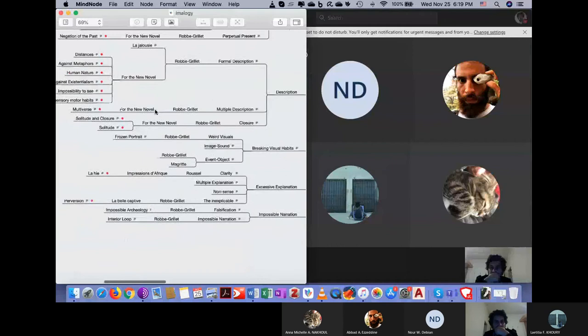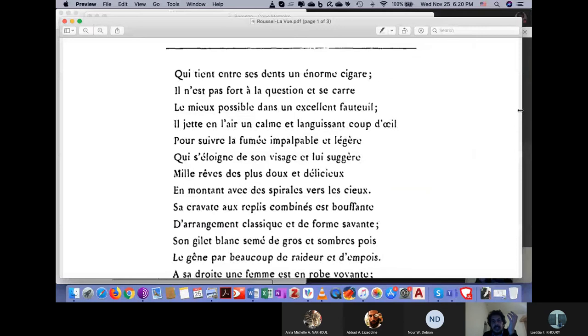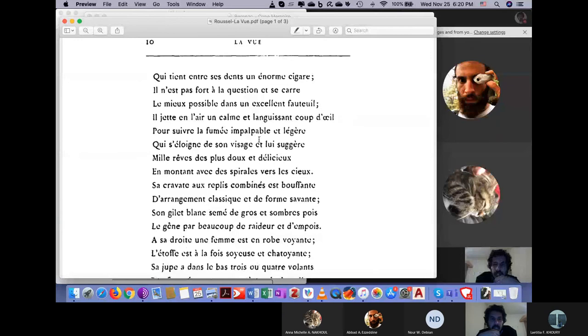So this is from La Vue, and he's describing this little scene, and I hope you'll feel how he's able to suspend the present. He says, so it's a story about a guy smoking a cigar next to him.